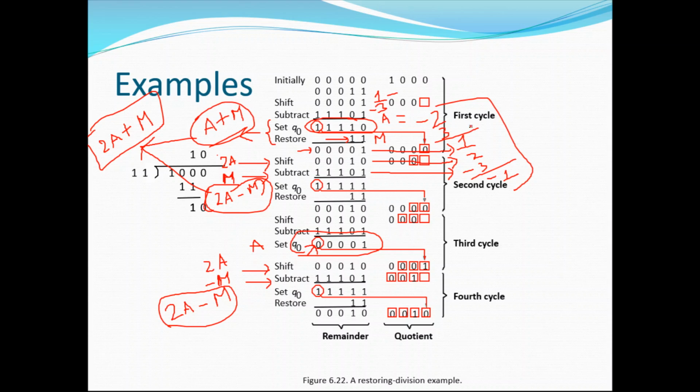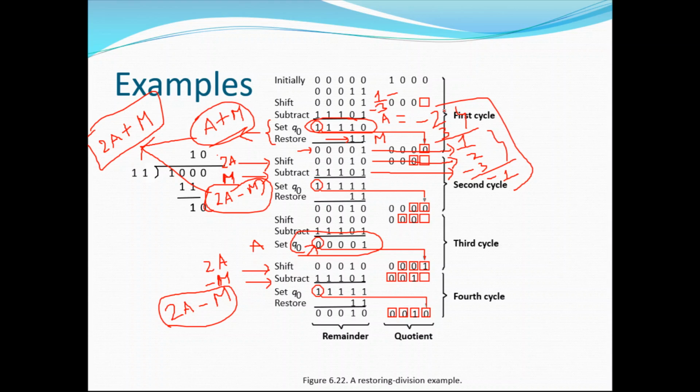From that we restored to 1, and then we subtracted 3 and we got minus 1, okay? So what I am saying is, here we perform two steps. These two steps are equivalent to one step, which is 2a plus m.